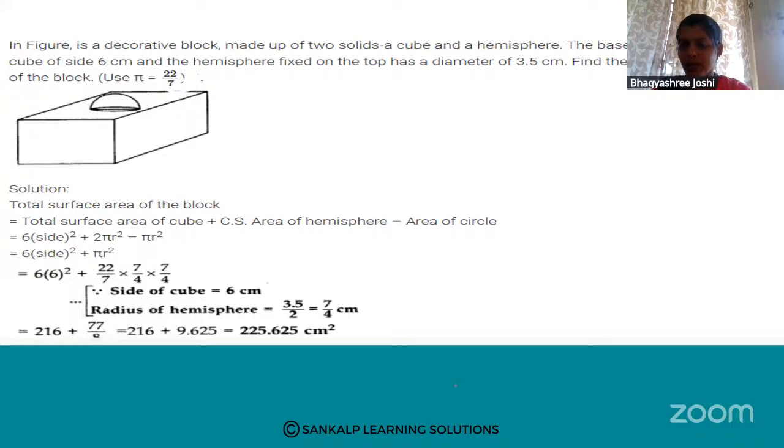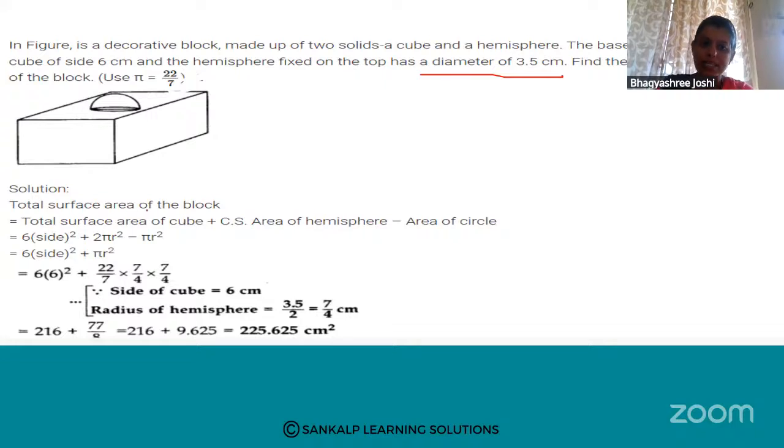The base of the block is a cube of side 6 centimeter, and the hemisphere fixed on the top has a diameter of 3.5 centimeter. Diameter they have given. Find the total surface area of the block. Okay. Now, here one cube is there, and one hemisphere is mounted. One hemisphere is fixed on the top of this cube.